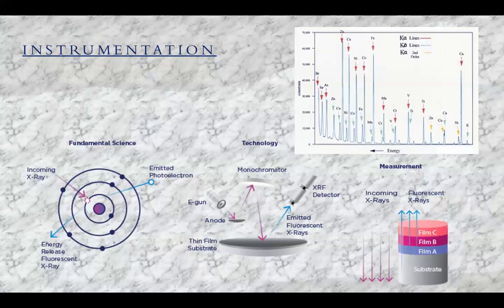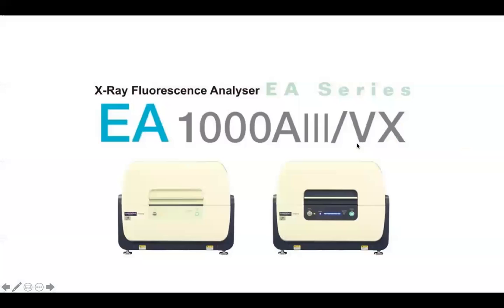To our right in the figure, we can see the potential corresponding positions of elements and their associated energies on the x-axis. The y-axis is a quantification of how much of each element is in the sample. So our EA1000A3 and VX. Let's talk about those a little bit.